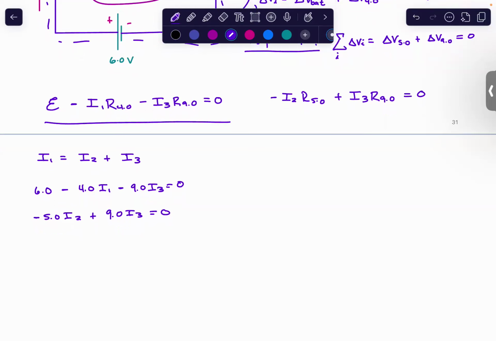So real quick, I'm going to take that third one and move the 5.0 to the other side. So I'll have 5 I2 equals 9 I3. I'm going to divide through, so I2 is going to be 1.8 I3.